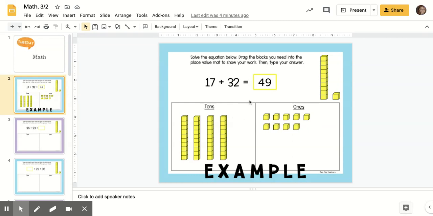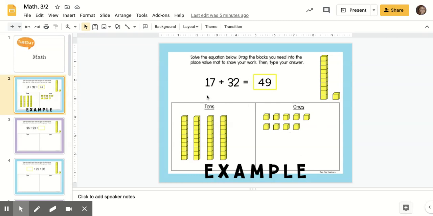So what they did first is they took a look at the ones on this side. There's two ones here. So they dragged two single cubes. Then they looked at the ones on the other addend. There's 7. So they dragged in 7 of the single cubes. So there's 1, 2, 3, 4, 5, 6, 7. So altogether they had 1, 2, 3, 4, 5, 6, 7, 8, 9 singles.